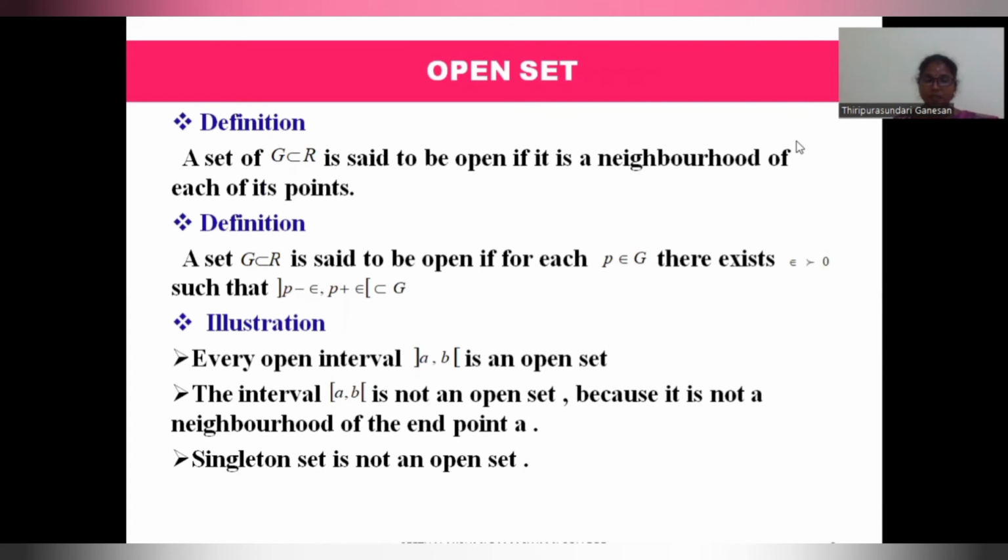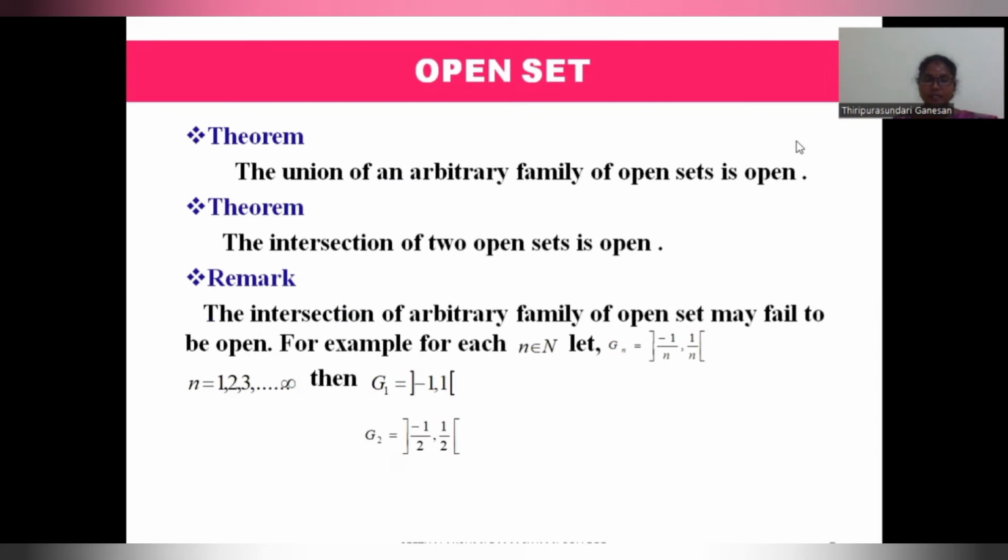Their examples: every open interval (a, b) is an open set. The interval [a, b) is not an open set because it is not a neighborhood of the endpoint a. Every singleton set is not an open set. These are the basic theorems on open sets. The union of an arbitrary family of open sets is open. The intersection of two open sets is open.